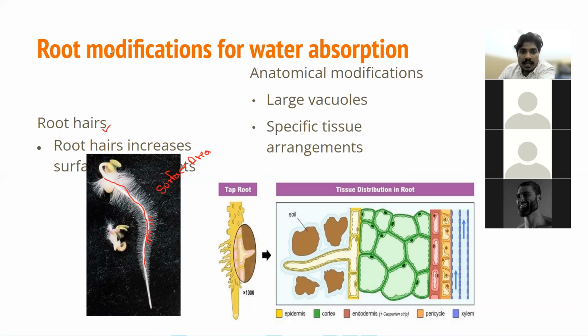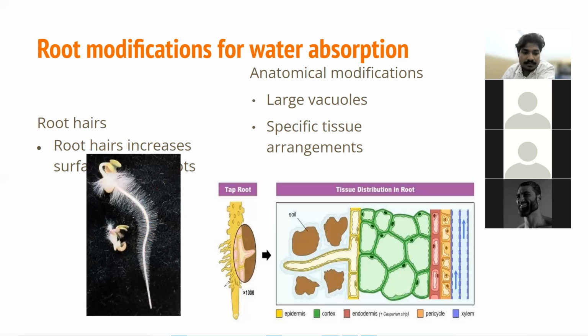And if I talk about the anatomical modification, then we all know that a plant cell has a large central vacuole, and this vacuole is the largest cell organelle present in a plant cell. During this topic, we will also learn what the role of the vacuole is in the absorption of water. So they have a large vacuole. This is the first modification. The second modification is that they have a specific tissue arrangement.